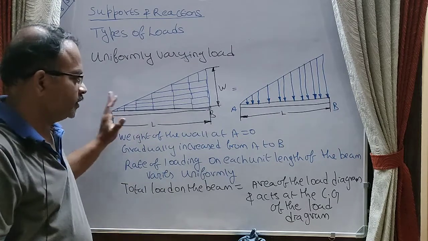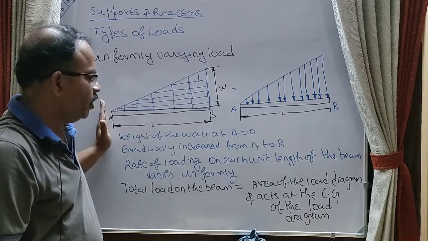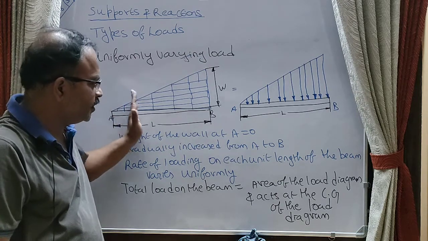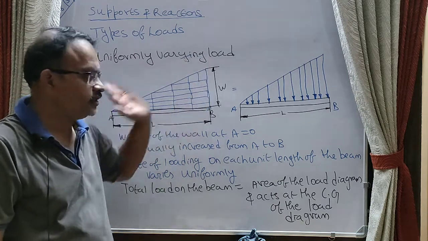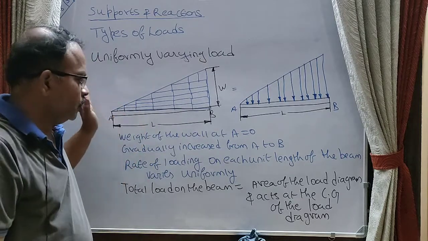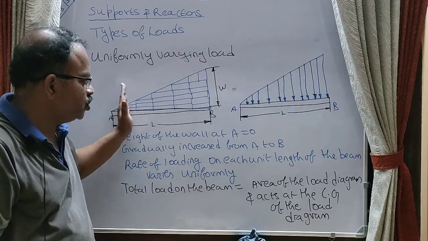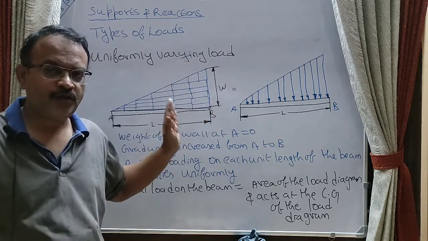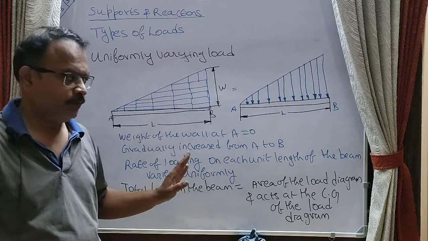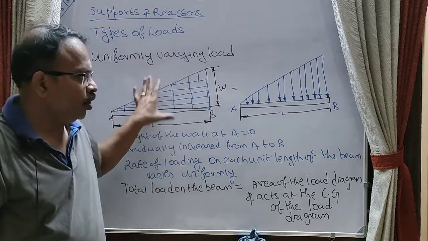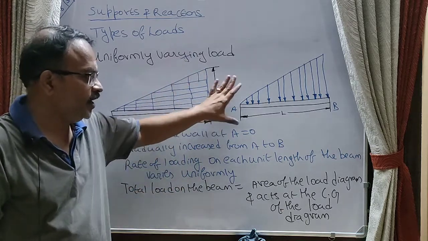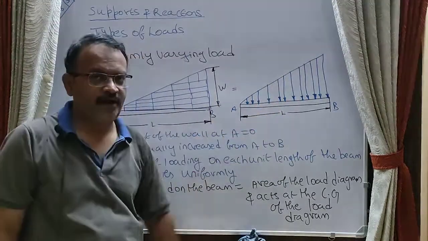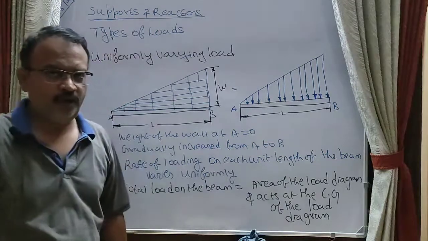So I will once again explain it. The weight of the wall at point A is 0. The load is gradually increased from A to B and reaches maximum at B. So the rate of loading on each unit length of the beam varies uniformly. That is why it is called uniformly varying load. And the total load on the beam is equal to the area of the load diagram, and it acts at the center of gravity of the load diagram.